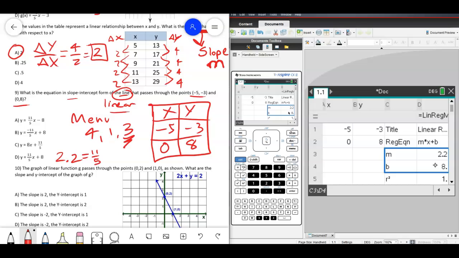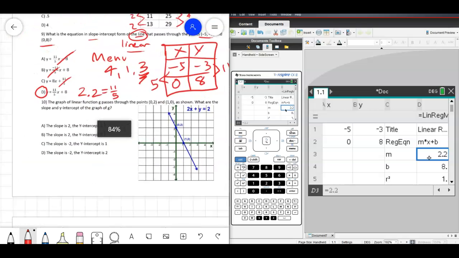You can check that using control divide in your calculator, or another way is, hey, this is 11 over 5. But the b value is positive 8, so you know negative 8 was wrong, and the slope is positive, so it could have been that one. 11 over 5x plus 8 is the best answer. Okay, you can also eliminate things that don't make sense.